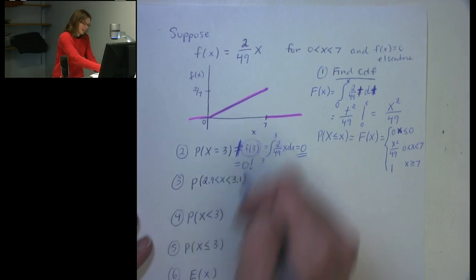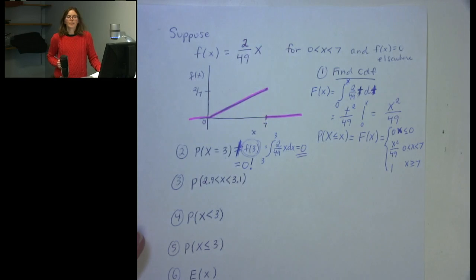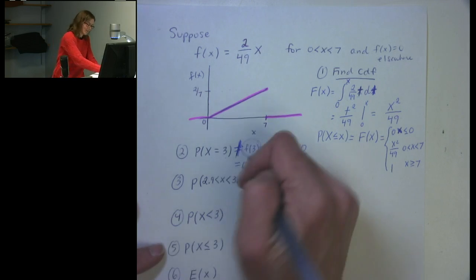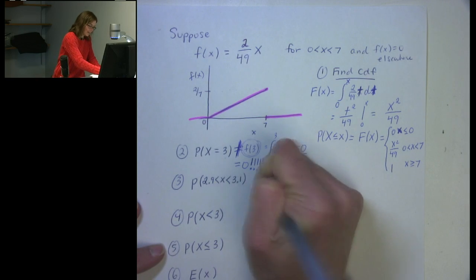And I mean this as an exclamation point, not as a factorial. Not that it would be, but 0 factorial would be 1, so that's a 0. We'll put a couple of exclamation points so we understand.